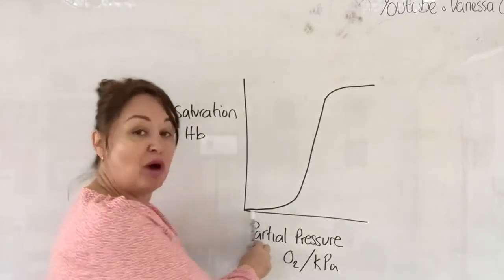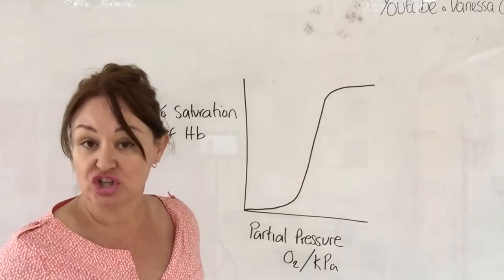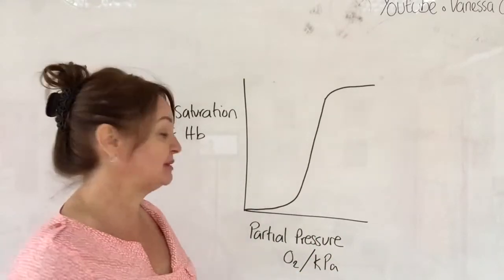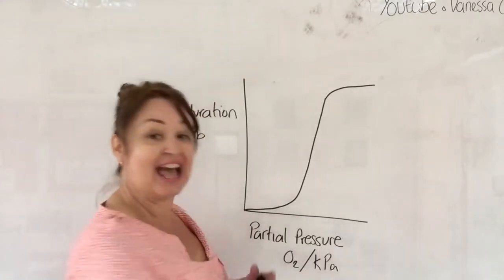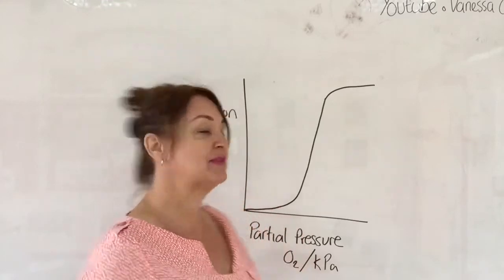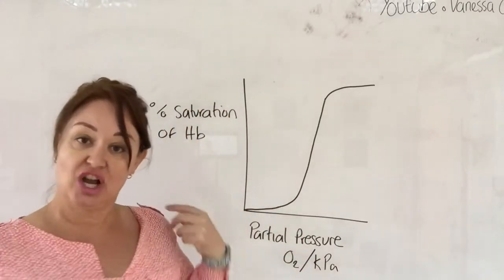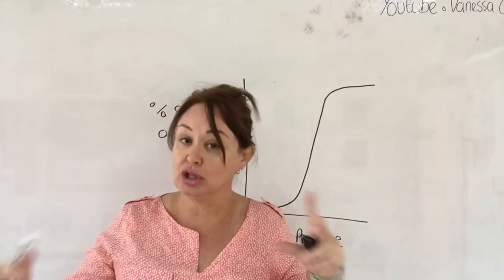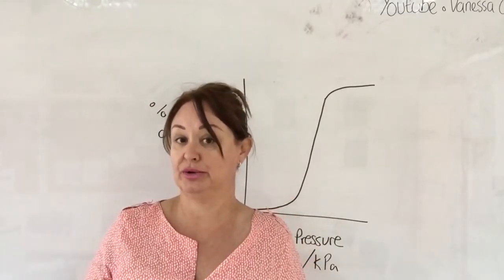So at a low partial pressure of oxygen, there's not much oxygen available in the blood plasma or the air, whichever you like to think about it. And at higher, there's a lot more oxygen available. So it's quite self-explanatory if you're not a chemist. Up the side, we've got the idea of percentage saturation of hemoglobin of a sample, not just one molecule.